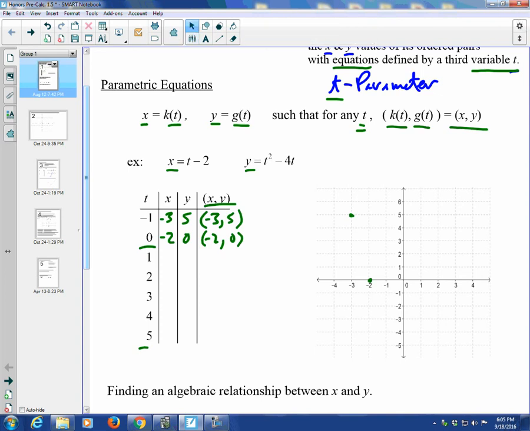And what I want you guys to do is to go ahead and just get some practice with this. Go ahead and plug in the rest of these t values into our two parametric equations to get the x and y values that are going to come together to give us our ordered pairs. So why don't you guys pause the video and give that a shot, and we'll come back and look at this in a second.